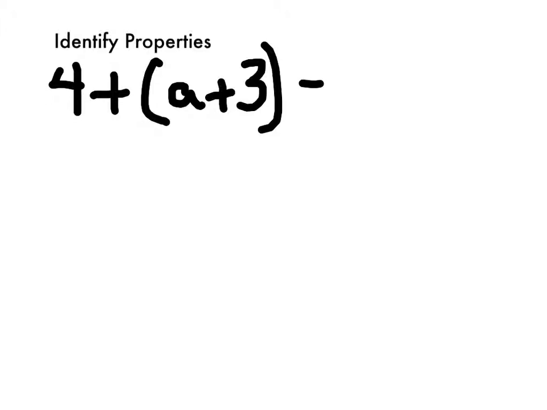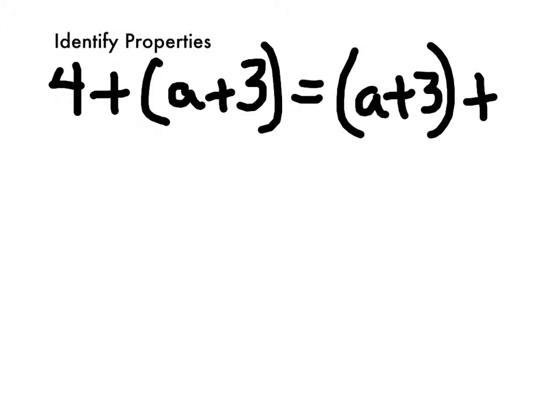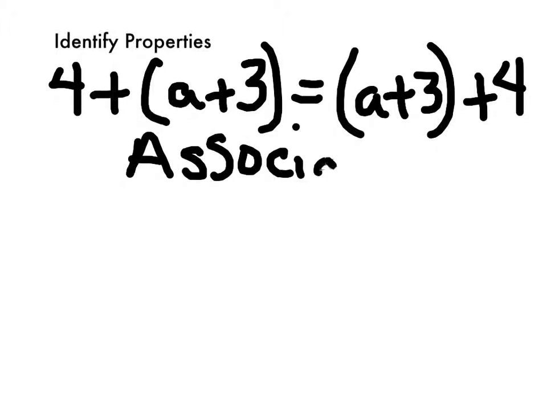What if you had 4 plus (a plus 3) equals (a plus 3) plus 4? What property is that demonstrating? Well, that's showing the associative property. We can add in any order, and we're still going to get the same answer.